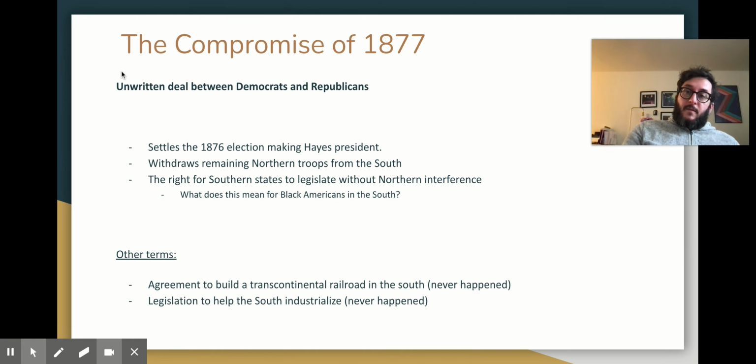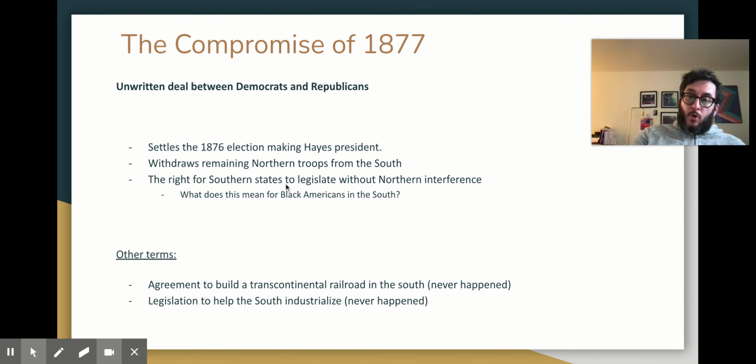So, Compromise of 1877: an unwritten deal between Democrats and Republicans. As I mentioned, it settles the 1876 election. It makes Hayes president. The agreement is to withdraw the remaining northern troops from the South. It's also to allow the southern states to legislate without northern interference. So we talked about before the South trying to pass these laws, and the North paying attention. Part of this deal is that the North is going to stay out of southern lawmaking.